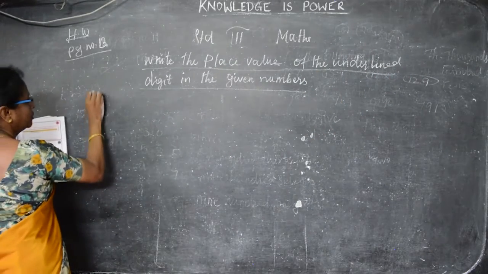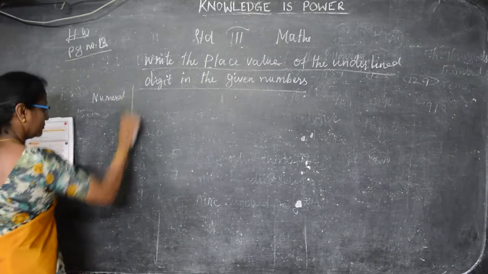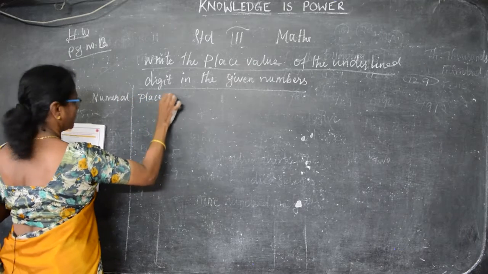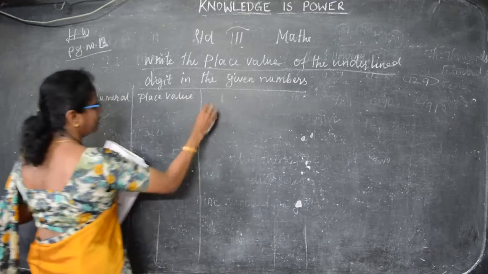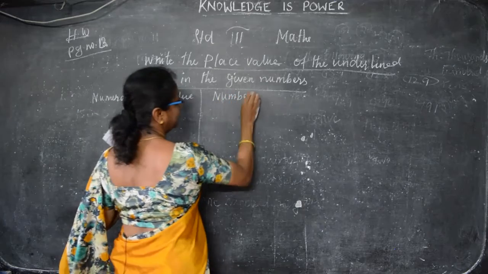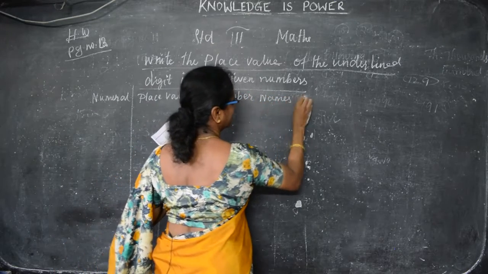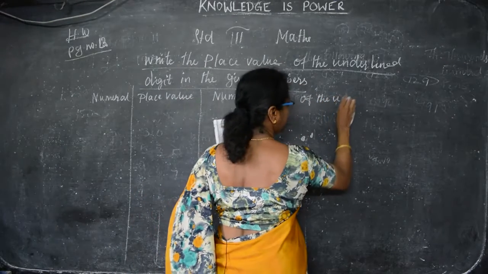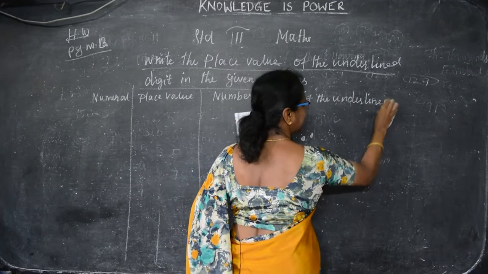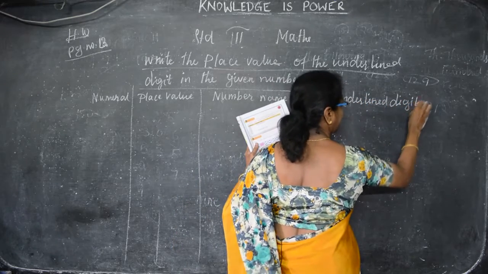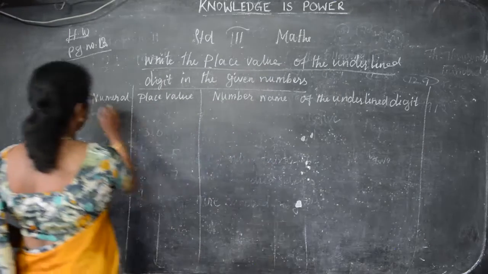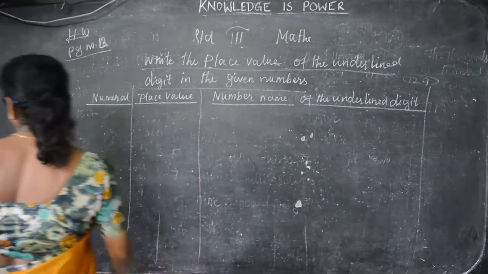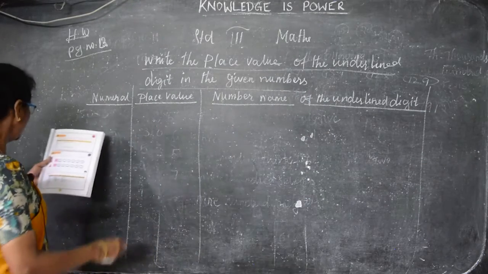Now they are given the numeral here, then the place value, then the number names. Number names of the underlined digit. Here you have to write ones, tens, hundreds and so on. Okay, children, here they will give the numeral, and here's the place value, and here's the number name of the underlined digit. Now, in this, what is the numeral they are given?